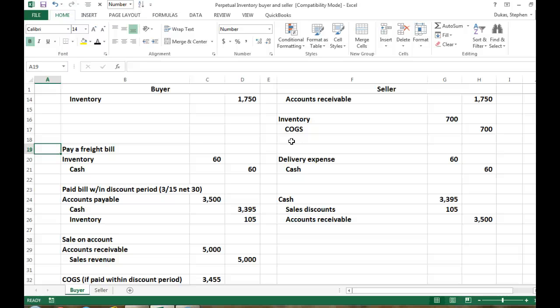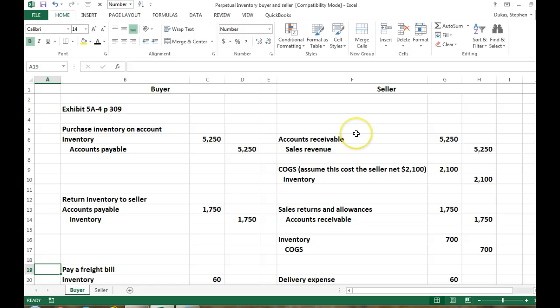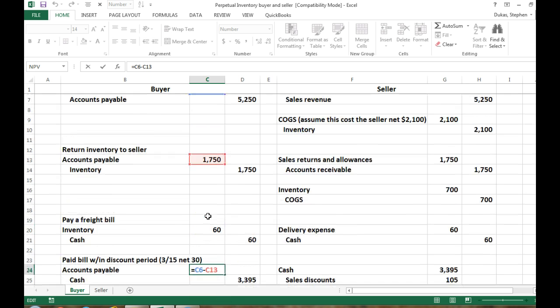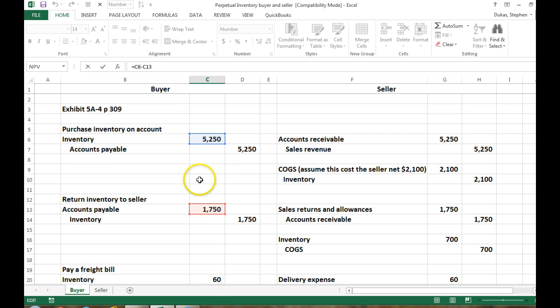Now let's assume the buyer pays the bill within the discount period. In this case, it's $315 net 30. What we have to do is first get rid of our accounts payable. Our accounts payable is going to be $5,250 minus the $1,750 that we returned. $5,250 minus $1,750 is equal to $3,500. So that's the 5250 minus the 1750.